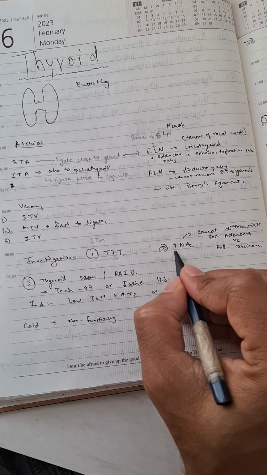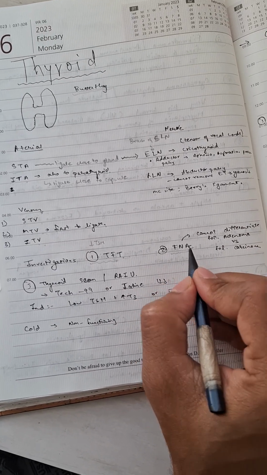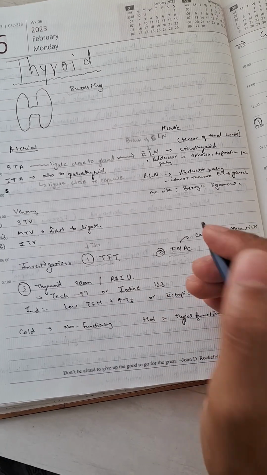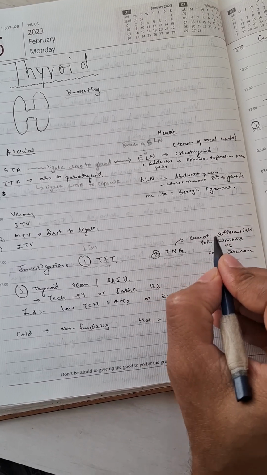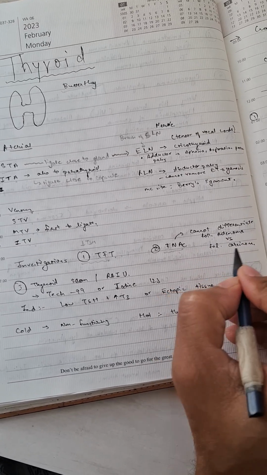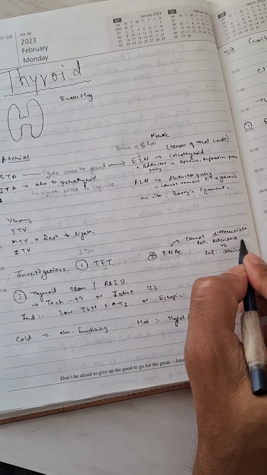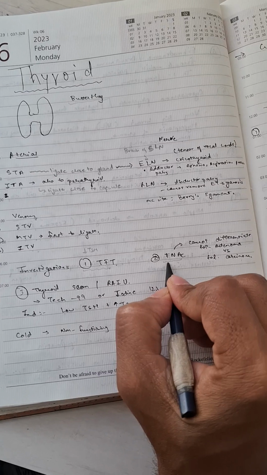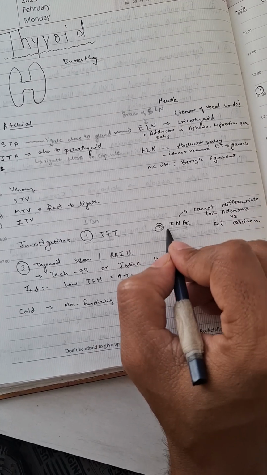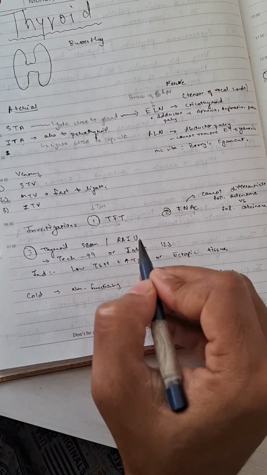The second one is you can do FNAC. FNAC is fine needle aspiration cytology. Okay, this is a kind of biopsy. Now the problem is it cannot differentiate between follicular adenoma versus follicular carcinoma. In next pages you will know why it cannot differentiate. Okay, FNAC is the investigation of choice for any kind of mass or tumor in thyroid. The third is called thyroid scan or RAIU scan.